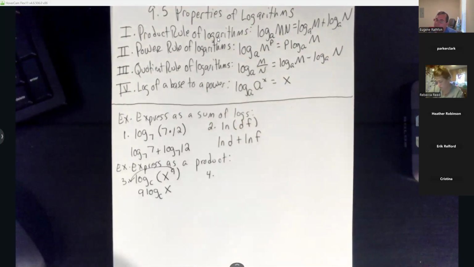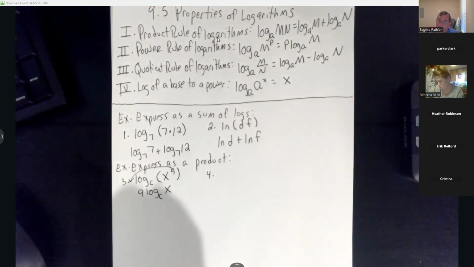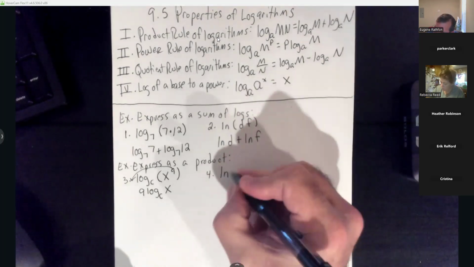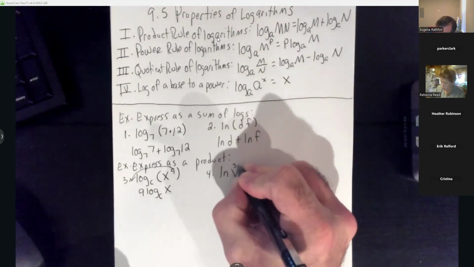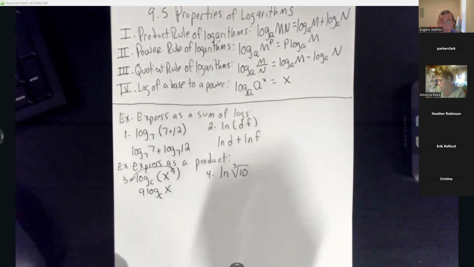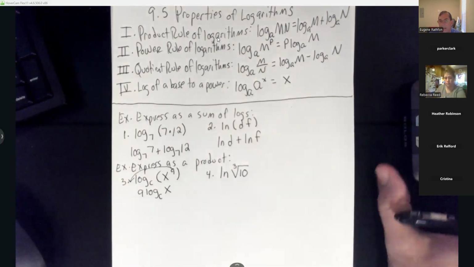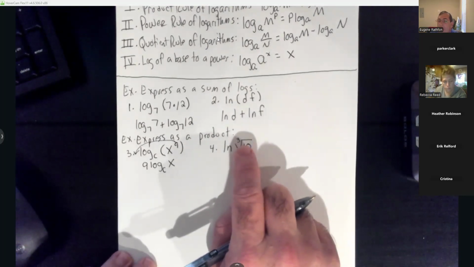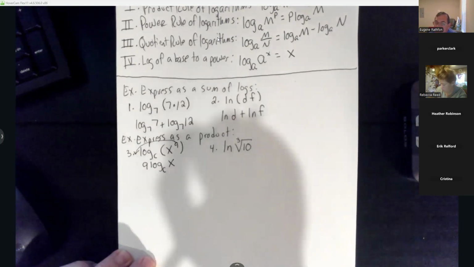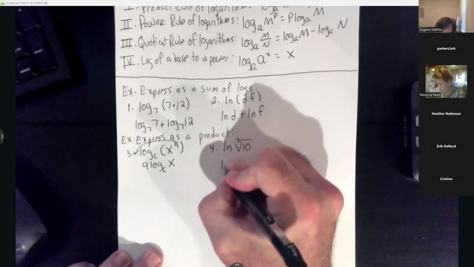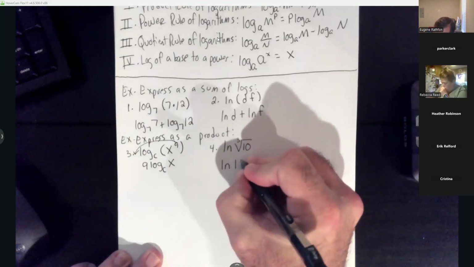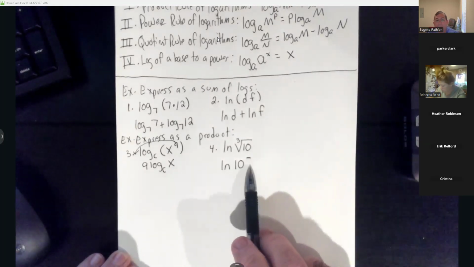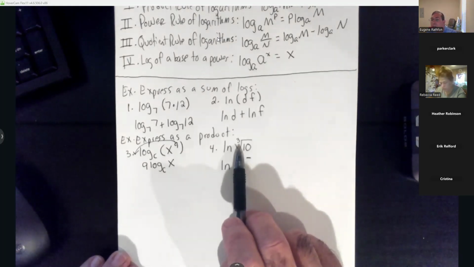All right, so number 4, we're going to have to remember what we did last week on the radicals. So number 4, they're giving me an ln, but y'all, they're giving me a cube root of 10. So for this example, we need to convert that cube root into an exponent. So I'm going to bring down the ln. I'm going to bring out my 10 because that's the base.